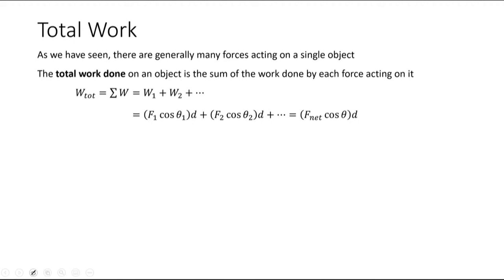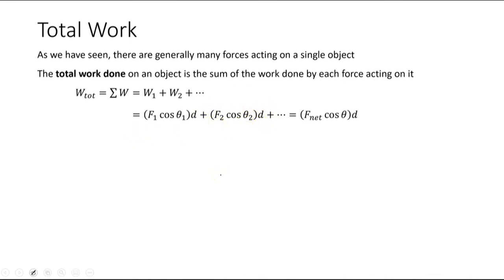So for example here, if I have forces 1 and 2 acting on my object, I would think, what is my force 1? What is the angle between force 1 and the displacement of the object? And then I would calculate the work done by that first force, right? So this term here is going to be work 1. Then I could also think about what is the second force, what's the angle between the second force and the displacement. Then F2 cosine theta 2 times the displacement would be the work done by the second force. And you could just add them up.